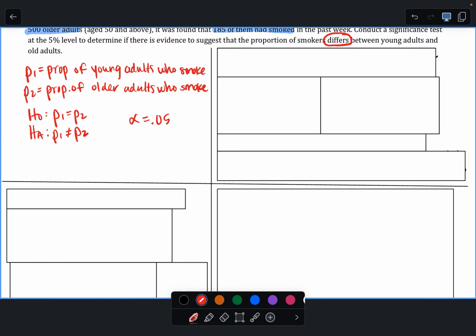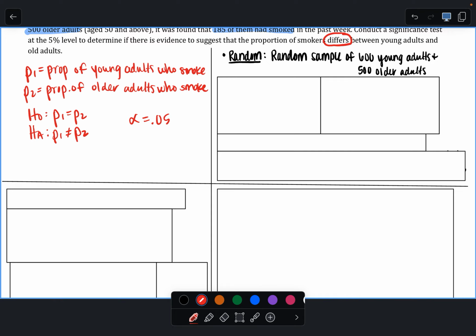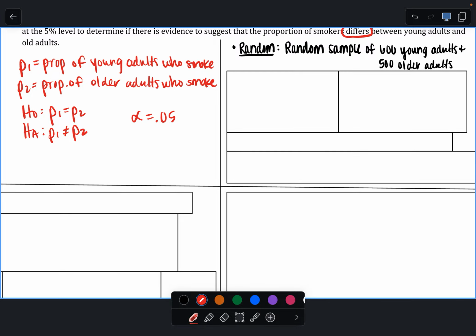Now, I'm going to go in and check my conditions. The first condition is random. So I have a random sample of 600 young adults and 500 older or old adults, whatever you want to phrase it as.